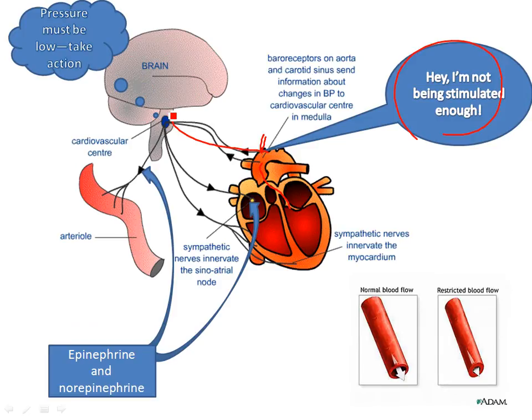So the cardio-acceleratory center says, oh, pressure must be low, I need to do something. So your sympathetic nervous system is then going to dump out epinephrine and norepinephrine, which causes the two actions we just spoke of. One, we're going to have stimulation of the smooth muscle in your blood vessels to constrict. So you're increasing the pressure within those vessels. But also the epi and norepi are going to stimulate that SA node to fire faster, therefore increasing cardiac output, so there's more blood in those vessels, thereby increasing pressure.